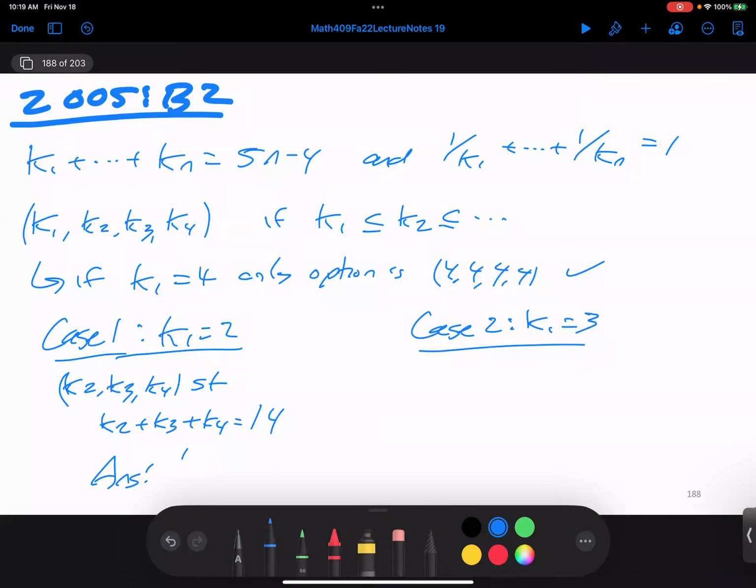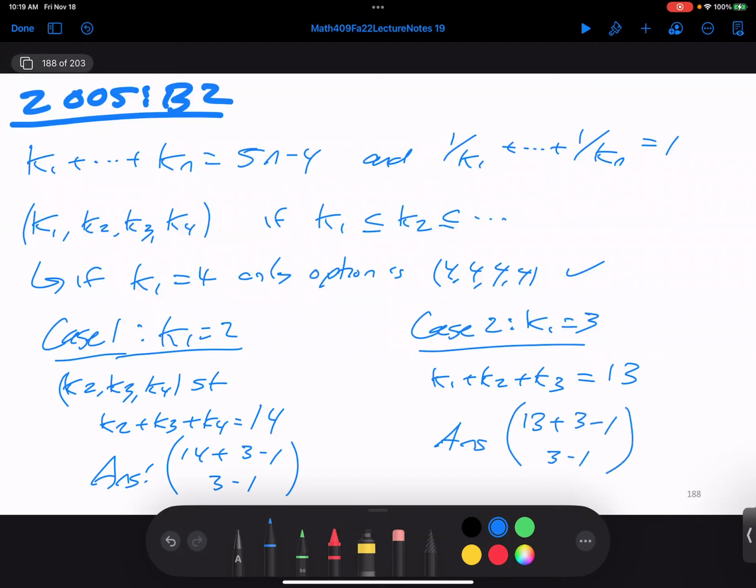It's 14 plus 3 minus 1, choose 3 minus 1. And in the other case, we want K1 plus K2 plus K3 to equal 13. The answer is going to be 13 plus 3 minus 1, choose 3 minus 1. I call this the cookie problem. You might know this as the stars and bars problem.